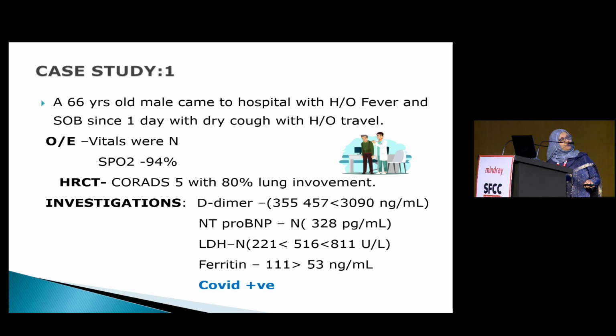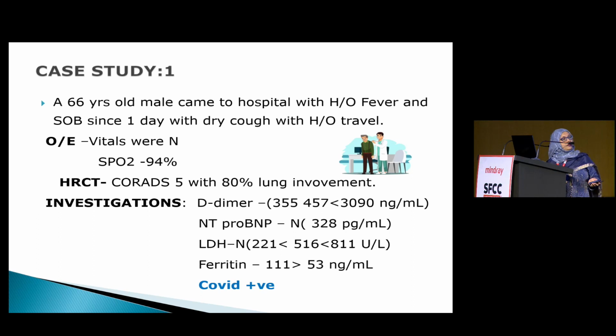D-dimer was low when the patient was admitted, and by around 5 days, it became high. NT-proBNP was normal. LDH also was low at the time of admission, and later on it increased. But the ferritin was 111, and later on it reduced to 53.